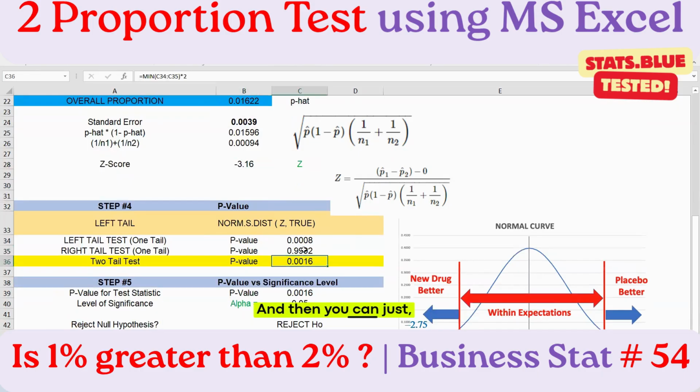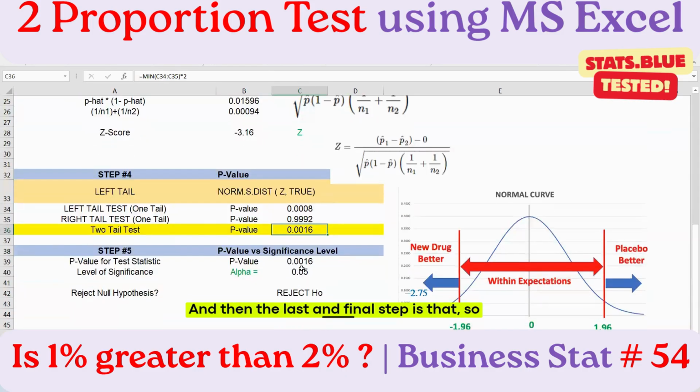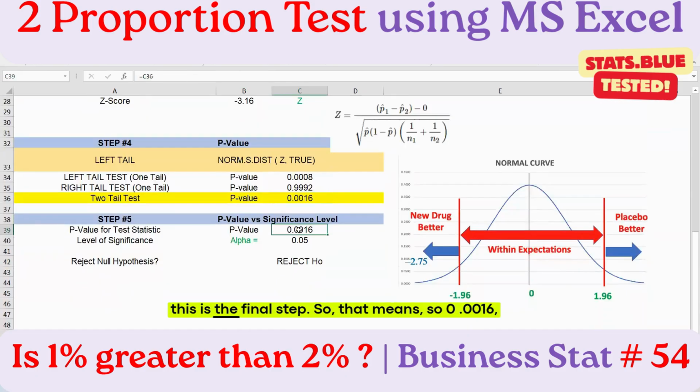And then, because we are talking about the right tail and all that, this is the left tail. From there you can get the right tail as well, 1 minus that. So you take the minimum of these two, multiplied by 2, because we are talking about a two-tailed test. And then the last and final step. So 0.0016 means it is very much less than 5%, for a very small percentage. Of course, it is very much less than alpha, that is 5%.